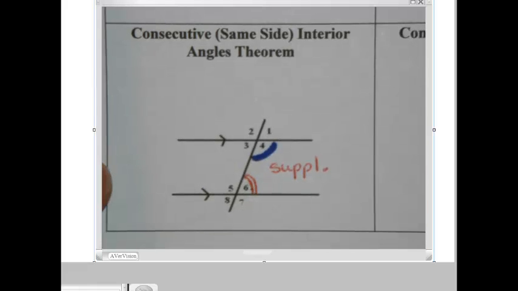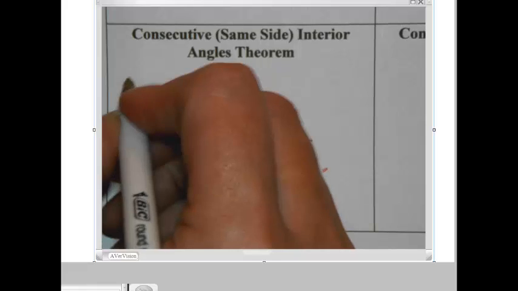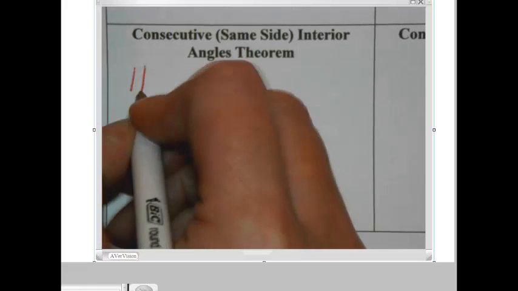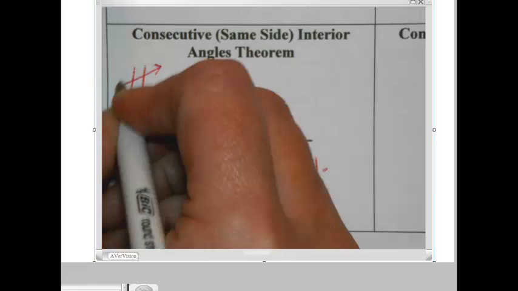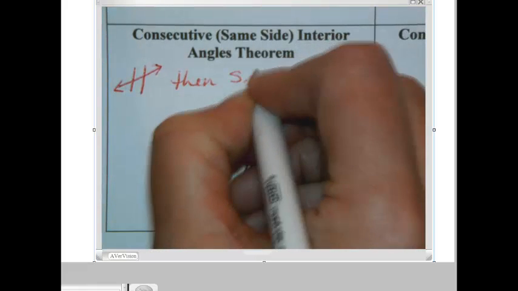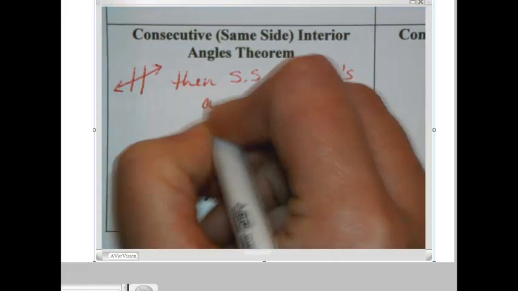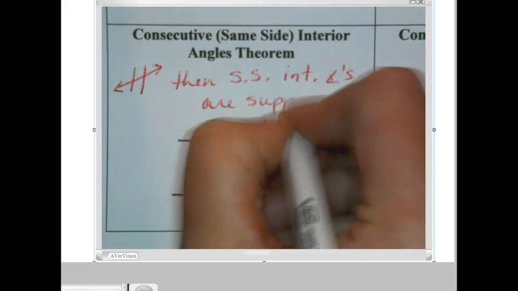Remember, that means they add to 180. If I add those together, I'm going to get a 180 total. So the theorem reads this way: if two parallel lines are crossed through by a transversal, then the same side interior angles are supplementary. They have that 180 total.